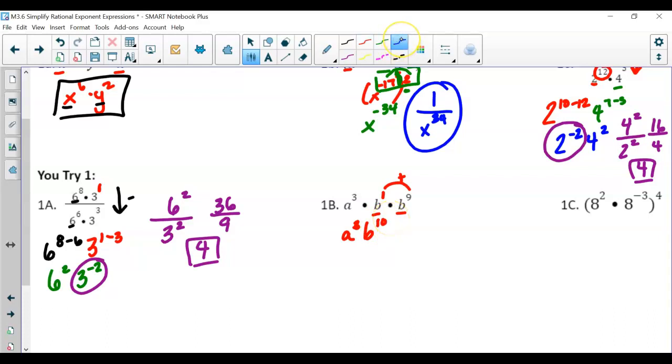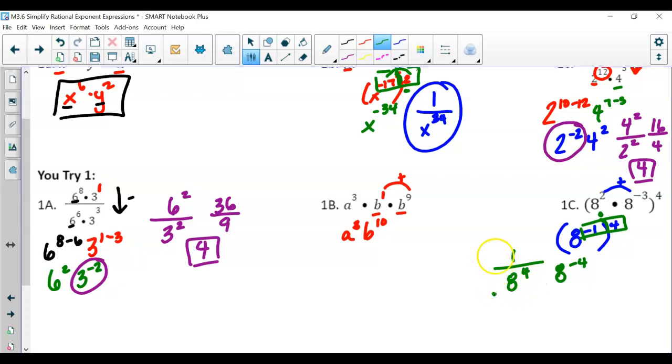Then here, focus on parentheses first. So notice bases are the same, so we can add our exponents because we're multiplying. So this is 8 to the negative 1, 2 plus negative 3. Then raise that to the 4th power. Now notice here you have a power to a power, so parentheses, think about multiplying. So this is 8 to the negative 4, which rewritten is 1 over 8 to the 4th power.